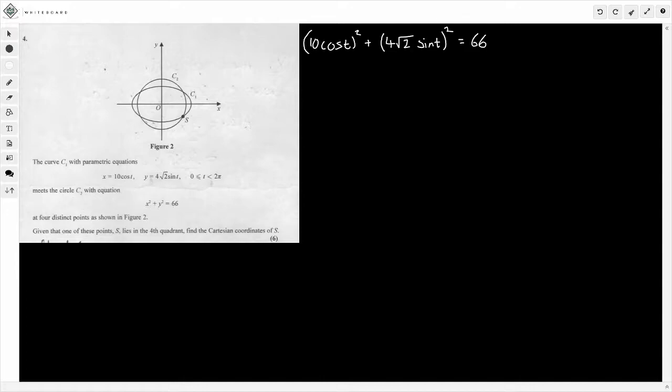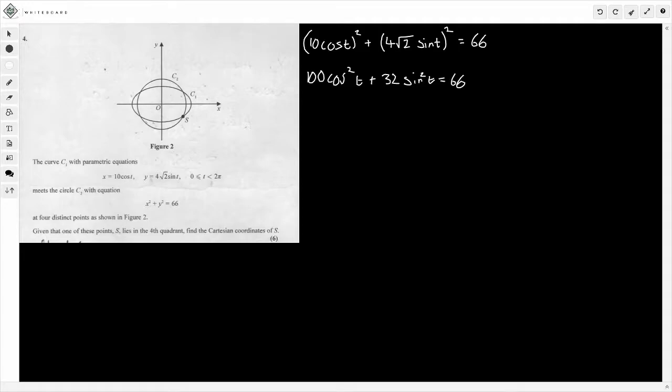So now we just need to expand both of these and see what we'd get. So (10 cos t) all squared, that's going to be 100 cos squared t. And if we expand this 4 root 2 here, well, 4 times 4 is 16, and root 2 times root 2 is 2, so 16 times 2 gives me 32. So we have plus 32 sine squared t, and this is equal to 66.